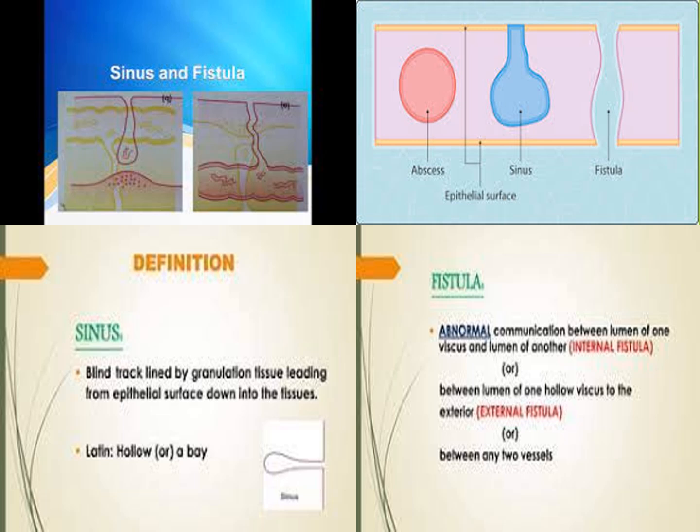Before going further, we have to know what a sinus and a fistula are. What is a sinus? It is a blind tract lined by granulation tissue leading from an epithelial surface down into the tissues. It can be hollow or a bay. What is a fistula? It is a communication between the lumen of one viscus to the lumen of another.